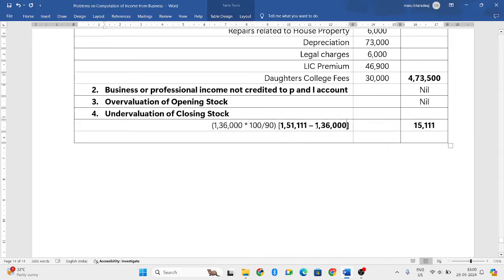I'll explain this once again. The amount shown in the P&L account is 1,36,000, but that is not the exact amount. It is 10% less, which means 90%. This 1,36,000 is only 90%. We want it for 100%. So we'll do the pro rata calculation, that is 1,36,000 into 100 divided by 90. We will get 1,51,111. That is the 100% amount. But how much was shown in P&L account? 1,36,000. When you take the difference of both, you get 15,111. That is the amount of undervaluation.